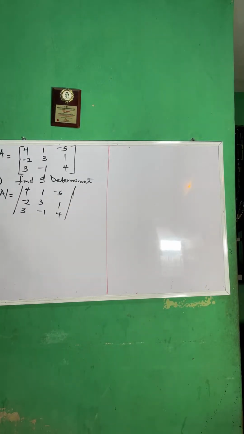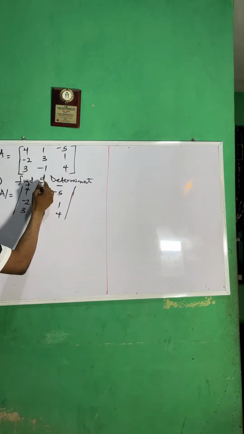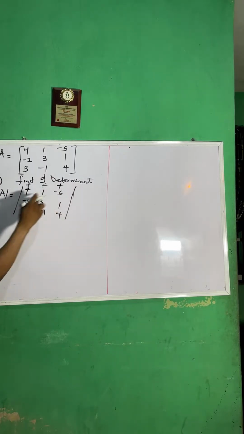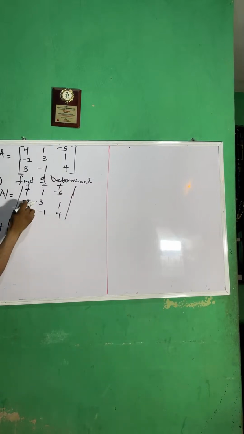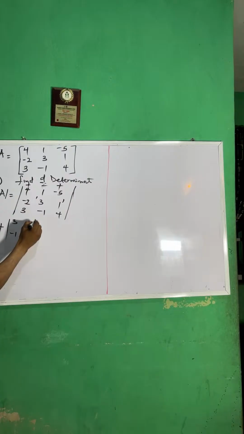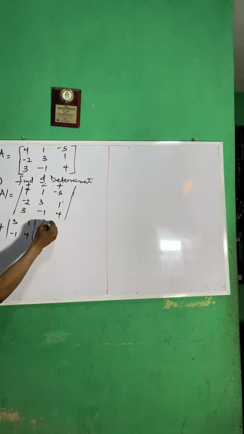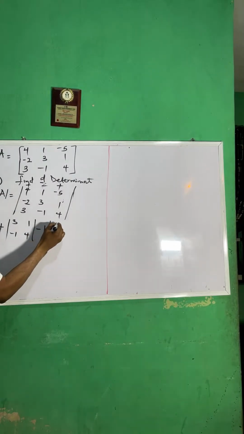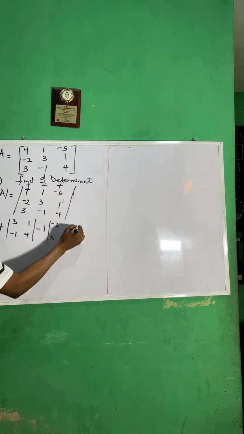I've explained the determinant of 3 by 3 matrices before, so I'll not explain much, I'll just solve it. The signs are plus, minus, plus. This is why I refer to the first row as kings. Here we have 4, which is the king, and we deal with the minor under it: 3, 1, minus 1, 4. Then the next king, which is 1, has another 2 by 2 determinant: minus 2, 1, 3, and 4.